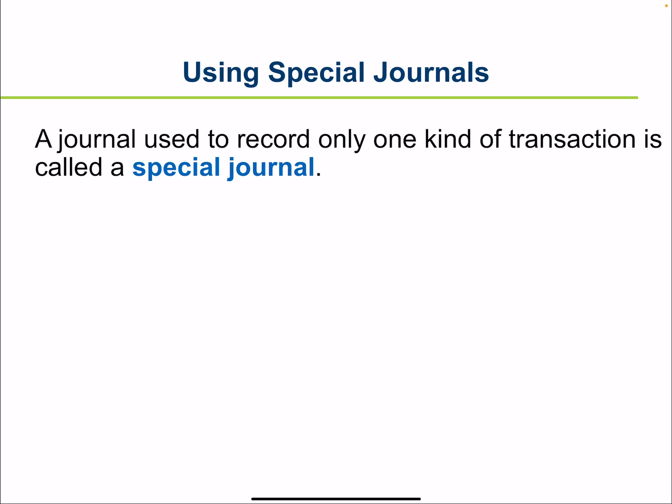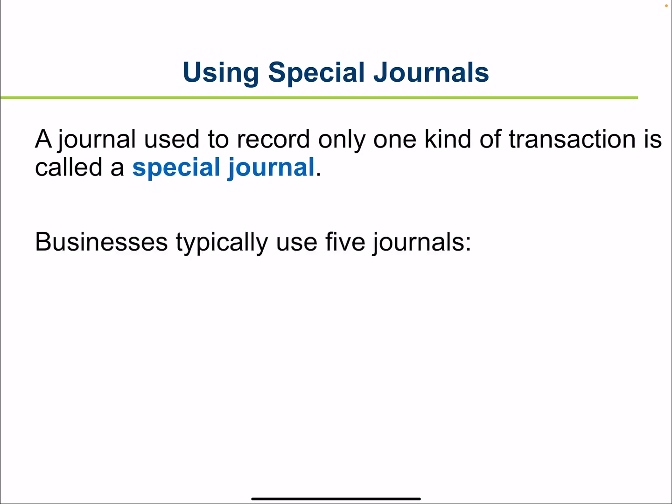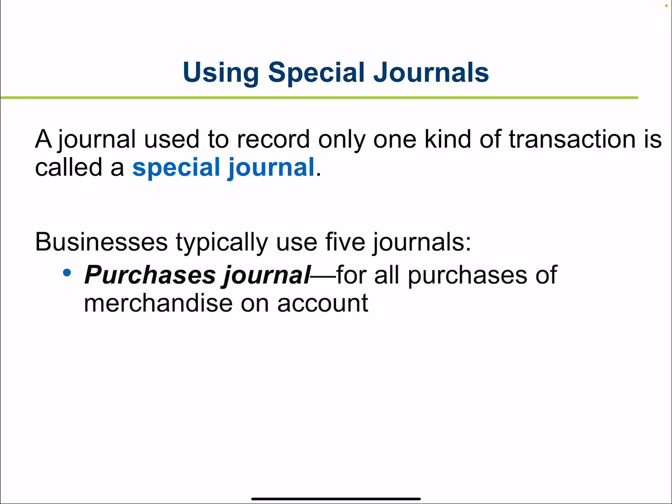Businesses typically use 5 different types of journals. We're going to use all 5, but we're not going to learn them all at once. The first one, the purchase journal, is for all purchases of merchandise on account. Anytime you purchase merchandise on account, we're going to use a purchase journal.